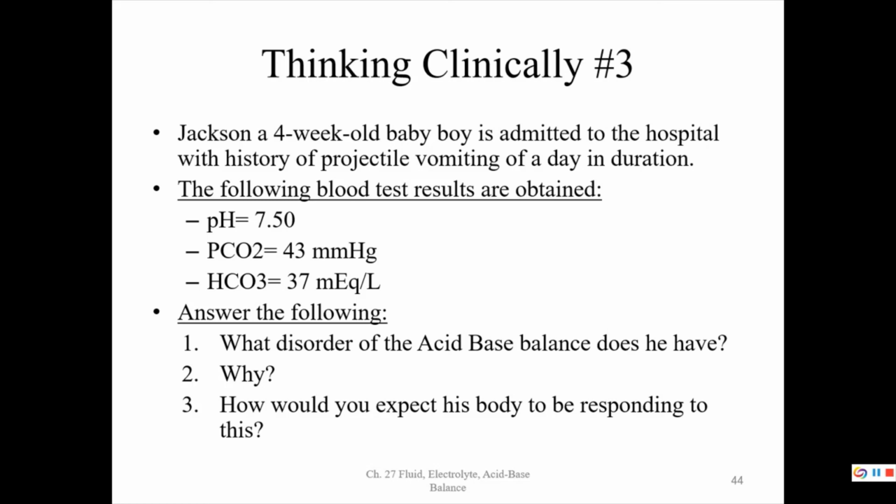So what I want to mention is, guys, your pH is 7.5, so that's high. Partial pressure of CO2 is 43, bicarbonate is 37. Now, wait a minute, bicarbonate 20 to 28. Bicarbonate has changed.